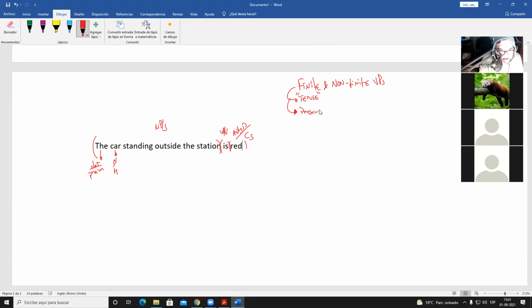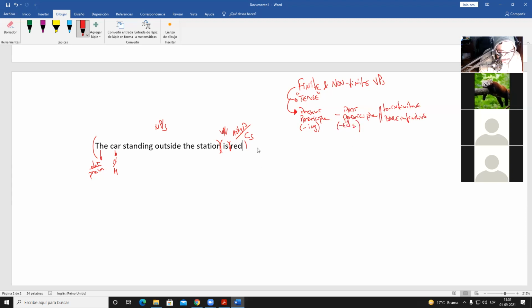Present participle, we know this, or they can be past participle. In fact, they can also be to infinitive, and they can be bare infinitive. Those are the different forms for a non-finite verb, right? Present participles are the ones written in the ing form, and ed participles are the ones written in their ed form, right?